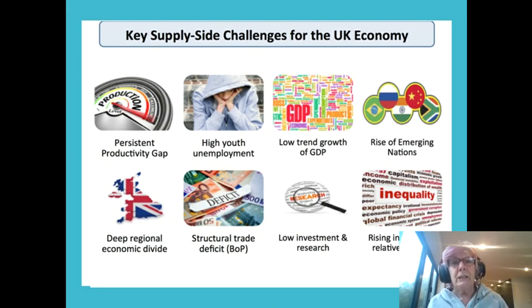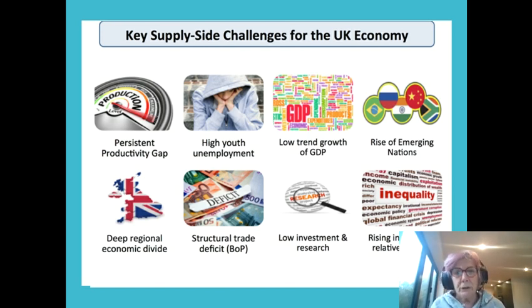So what are the supply side challenges in the UK economy? Here are some of them, and many of these are common to many other economies as well. In the UK, we currently have a persistent productivity gap. What does that mean? It means that we don't seem to be able to produce as much from our resources as some of our competitor countries. And we're not always sure exactly why that is. We quite frequently have high youth unemployment, and again, this is common to many developed nations and many developing nations as well.